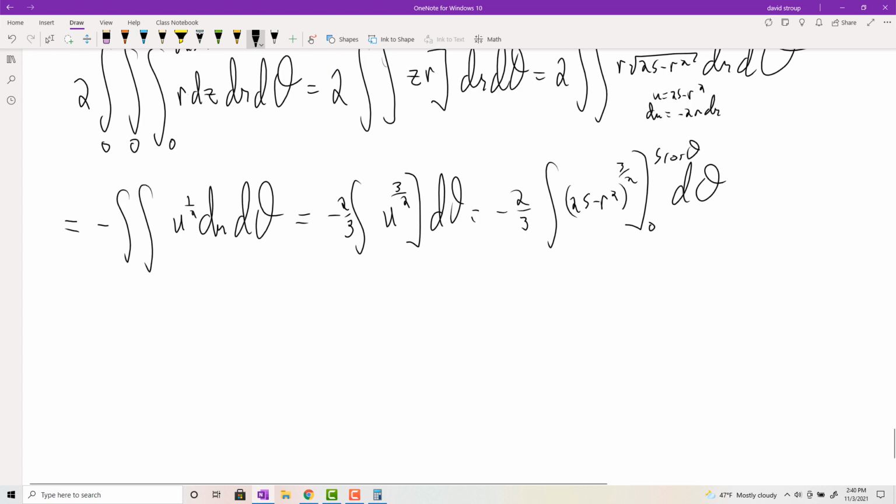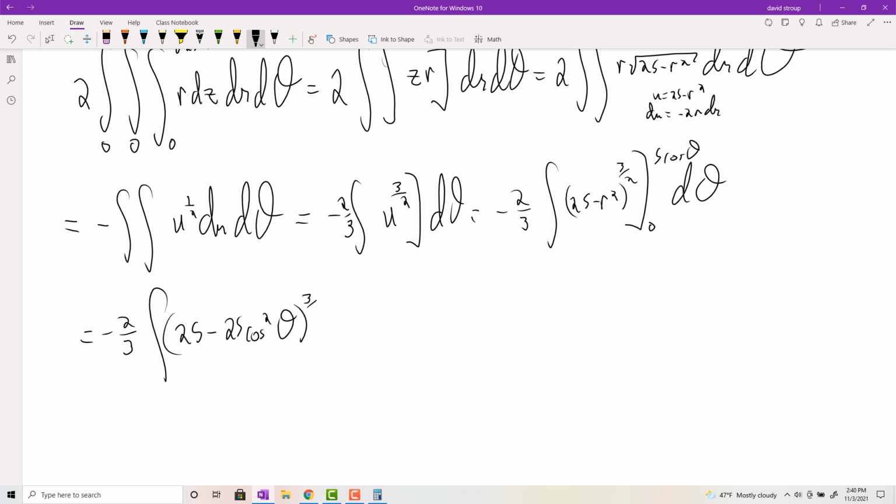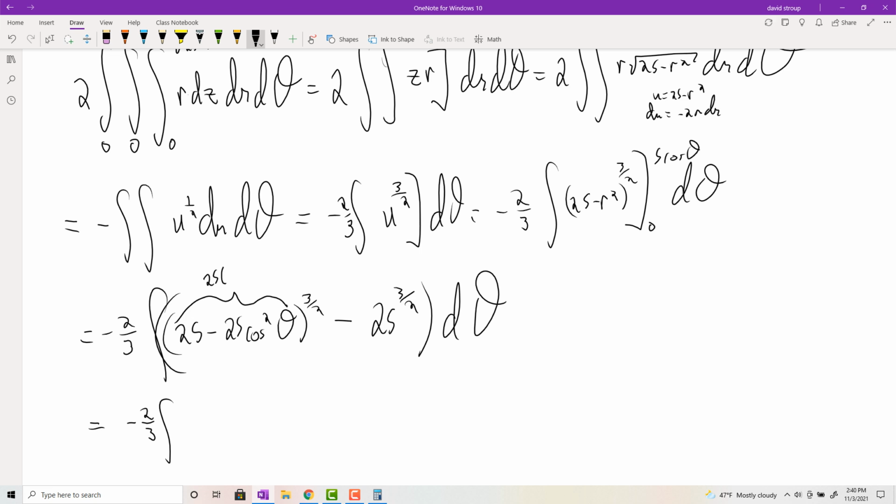And then let's see what we get now. So we got negative 2/3 integral 25 minus 25 cosine squared theta to the 3/2, minus 0 in there, so it would be 25 to the 3/2 d theta. I'm going to split it in the two integrals now. So I have negative 2/3 integral 25 minus 25 cosine squared. That's the same as 25 times 1 minus cosine squared theta. And that's the same as 25 times sine squared theta.